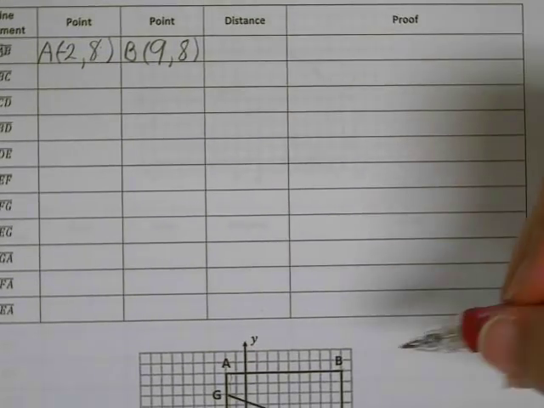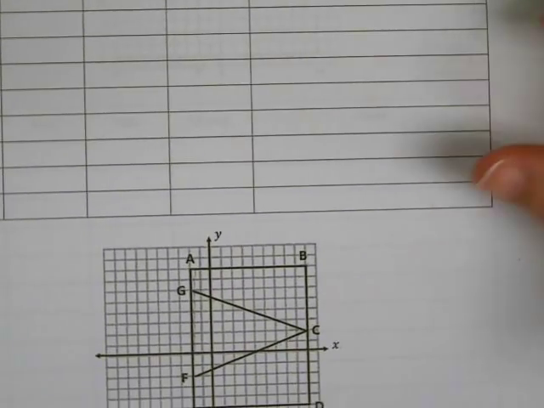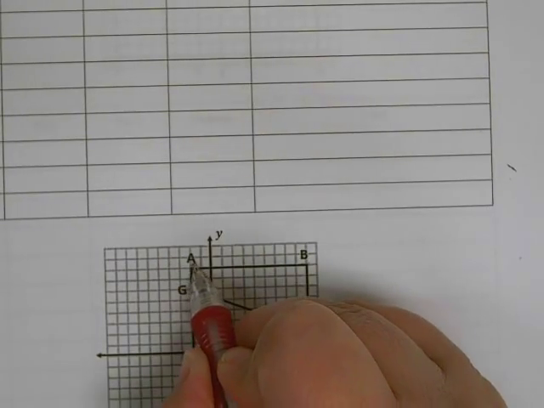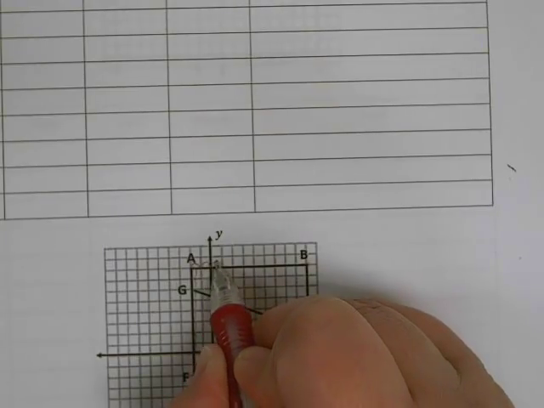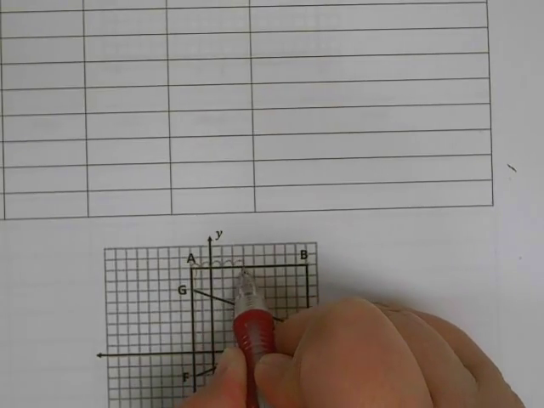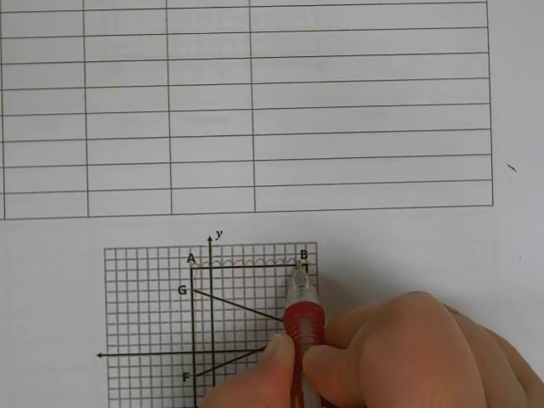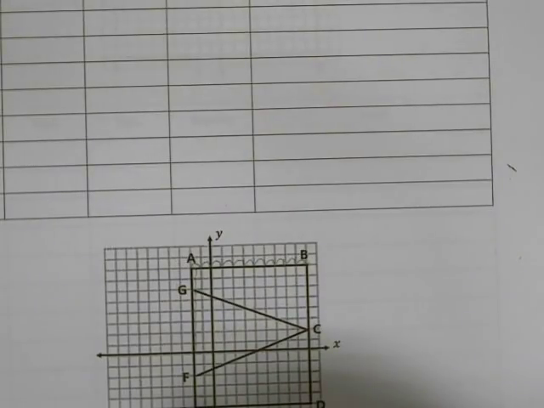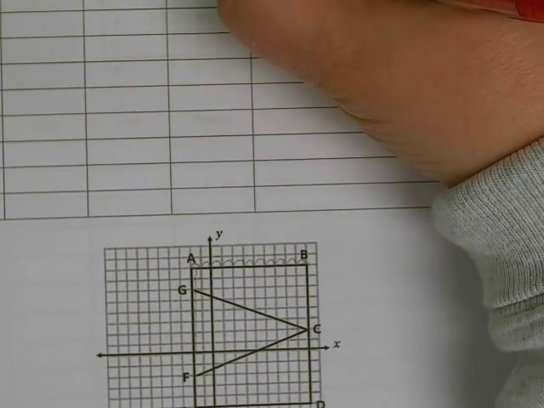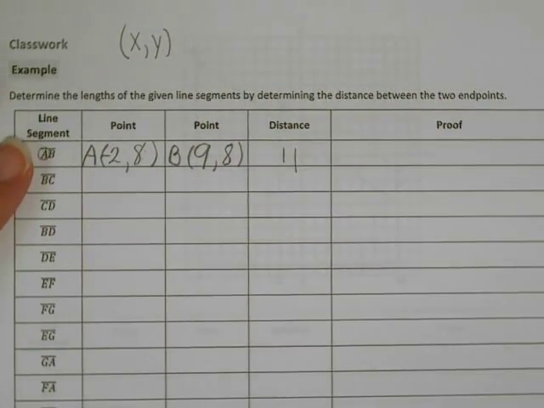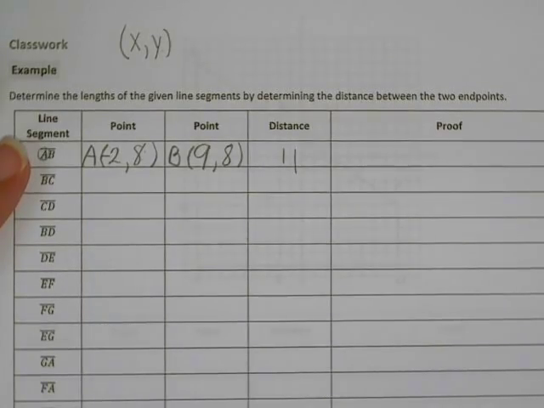Now to find the distance between these, the first thing I can do is just count the spaces between A and B. 1, 2, 3, 4, 5, 6, 7, 8, 9, 10, 11. So my distance is 11. Now, I need to prove that that distance is 11. And I can prove that using absolute value.